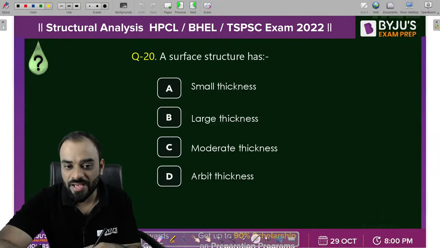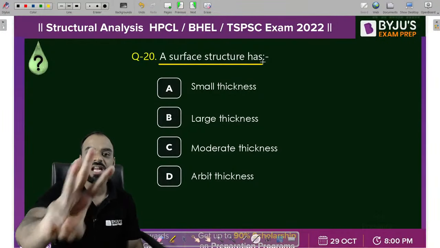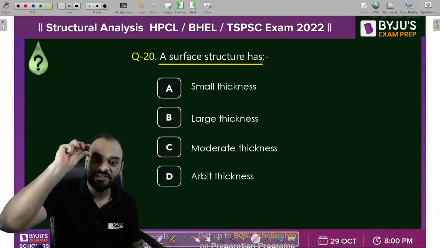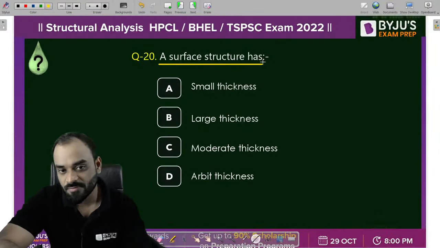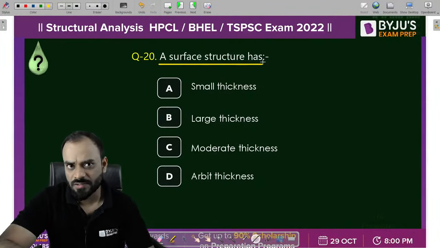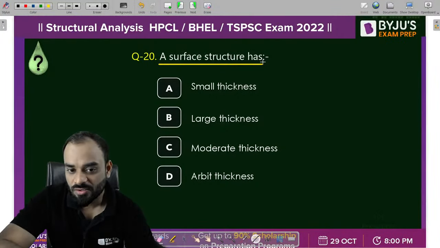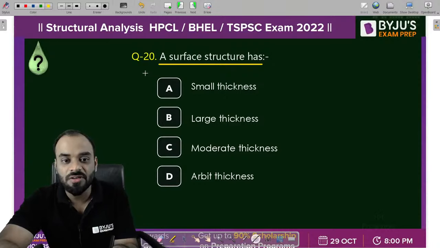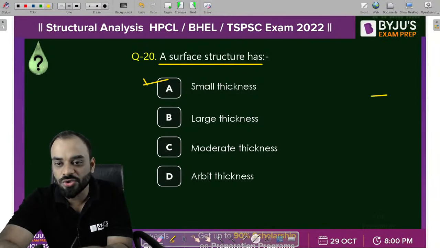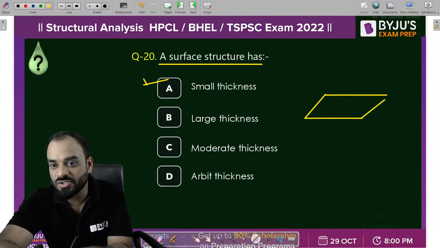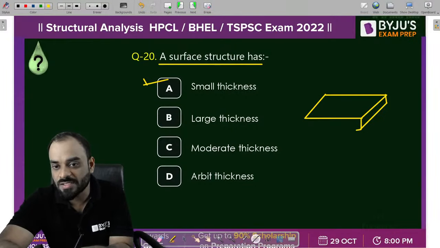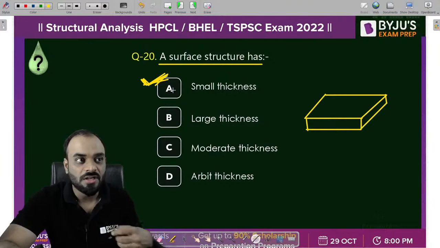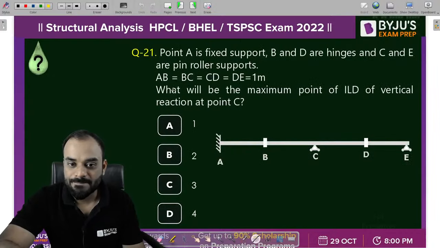A surface structure has... There are basically three types of structure: skeleton structure, surface structure, solid structure. Now tell me guys, if you have a surface structure, what does it mean actually? A, it will have a smaller thickness, right? That means, let us suppose we have a slab. In case of a slab, the thickness is very small compared to other dimensions. So you can say that this is a surface structure in which a small thickness is there. Next question.